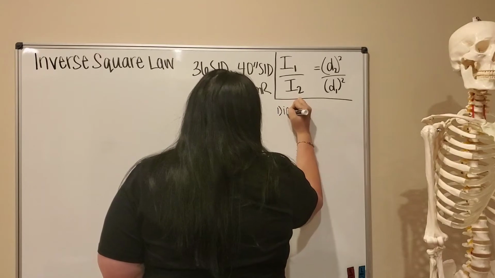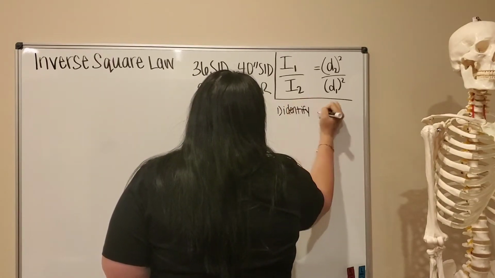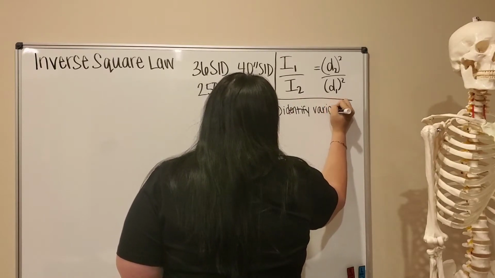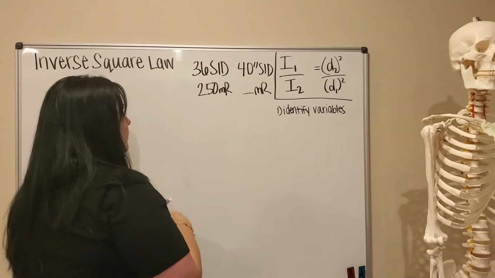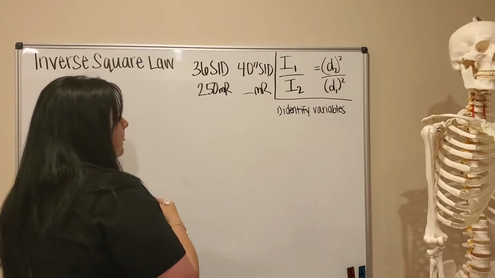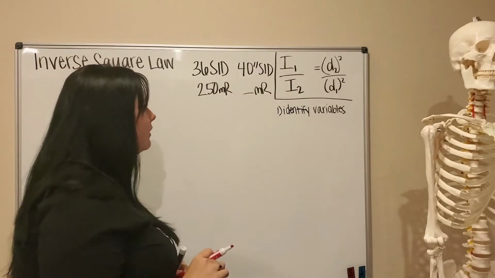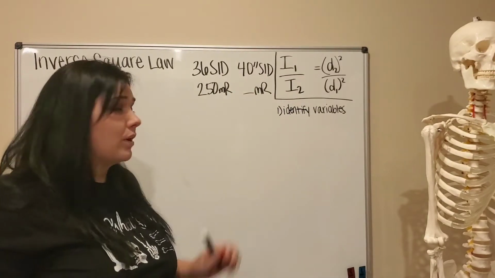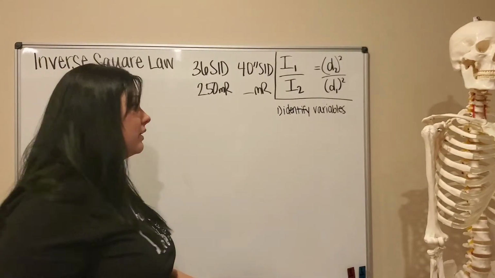The first step I always do is I like to identify my variables. Okay, so what I mean by that is I like to pull these numbers and attach them to the numbers I'm given, whether it's in a word problem or formatted like this. That way I'm less likely to confuse them from one another.